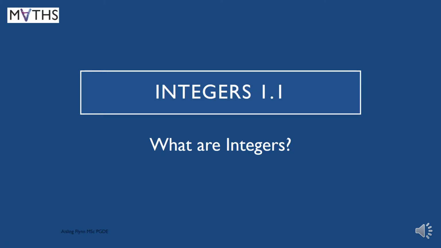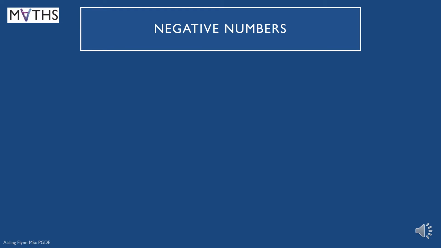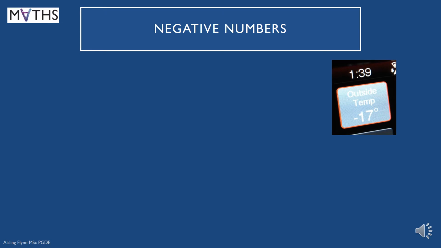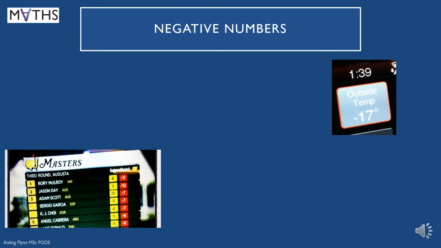This is integers 1.1. What are integers? So first let's have a look at negative numbers. Where do we see them in real life? This is a temperature, minus 17 degrees. We have golf scores, the lower the better, and minus 11 is lower than minus 10.